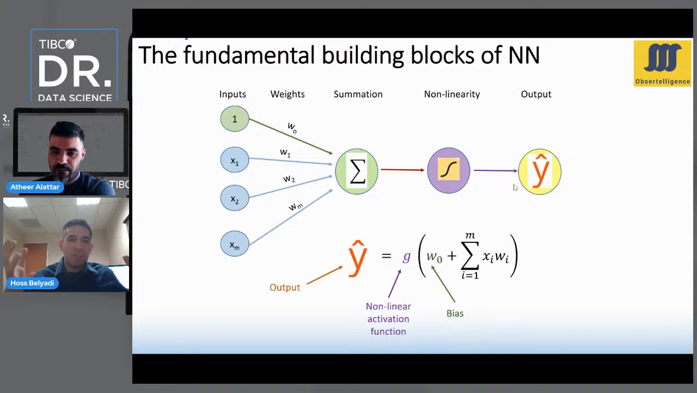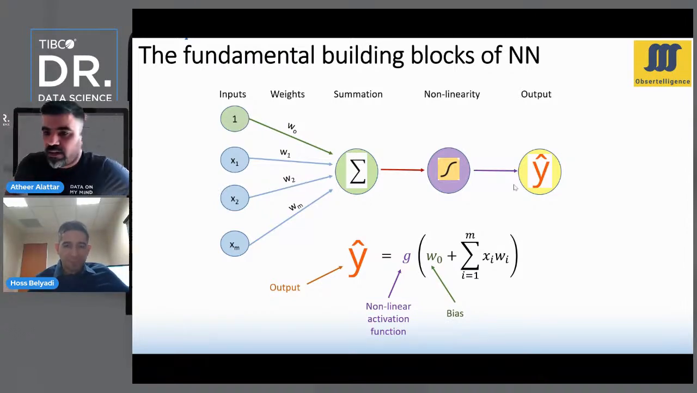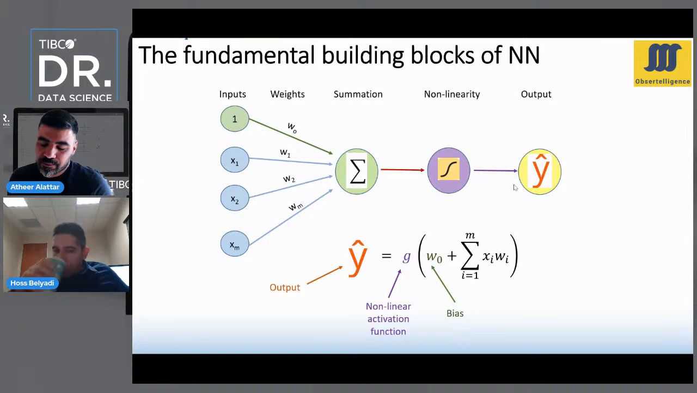Because by definition, the more neurons that you have, it just means the more complex your problem is, right? Yeah, exactly. And then the model will start recognizing the noise in your data as signal. It will be a very overfitted model. Yes, sir.